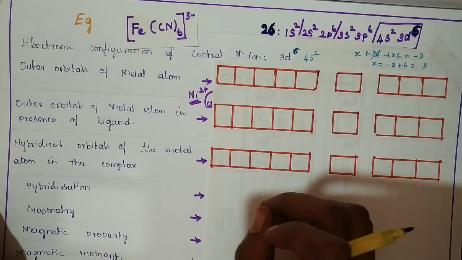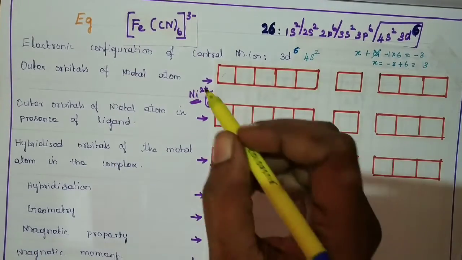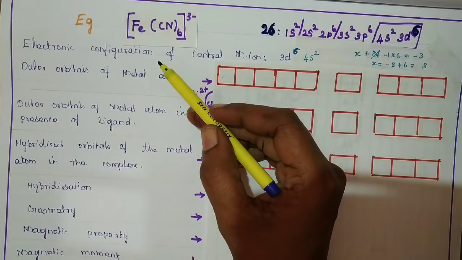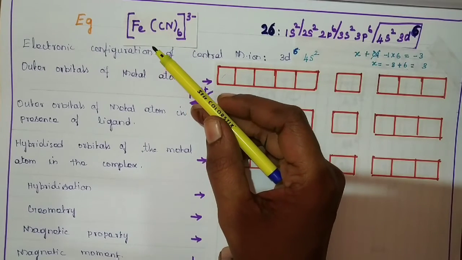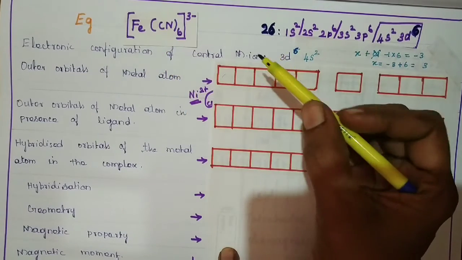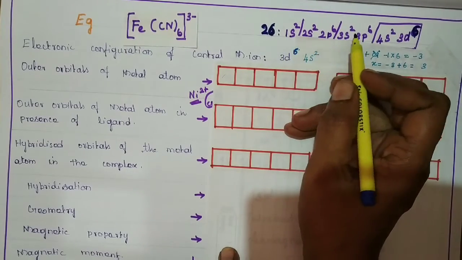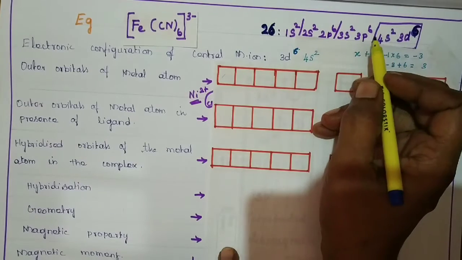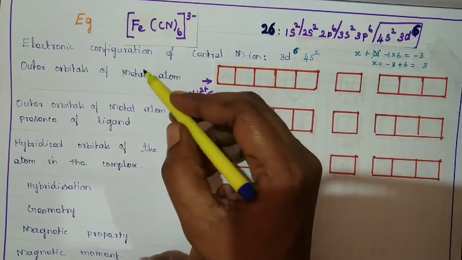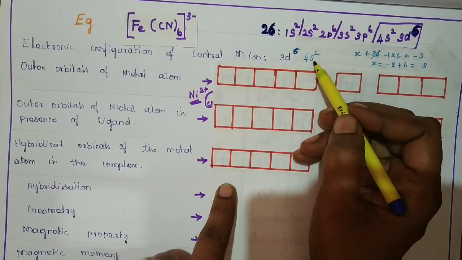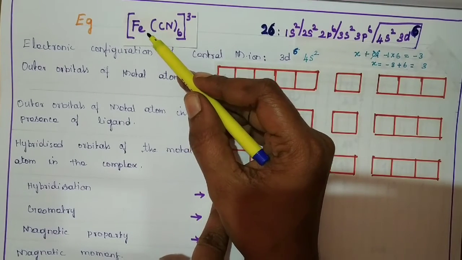Students, next example is [Fe(CN)6]3-. Here Fe is the central metal ion, CN is the ligand. Atomic number of Fe is 26, electronic configuration is 1s2 2s2 2p6 3s2 3p6 4s2 3d6. So outermost electronic configuration is 3d6 4s2. What is the charge of the Fe?